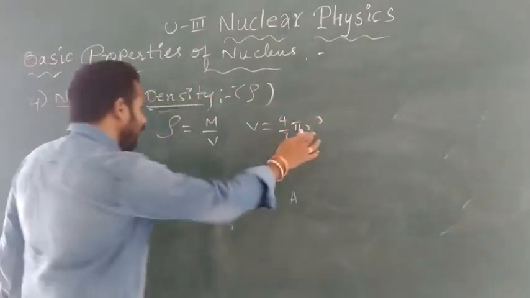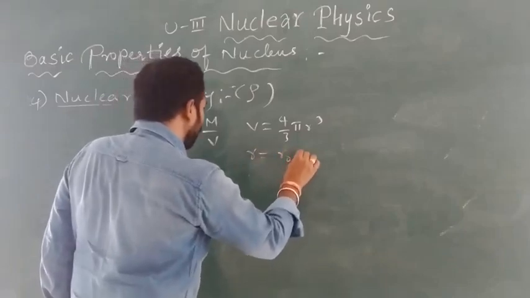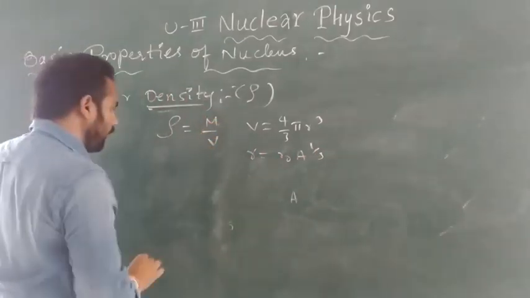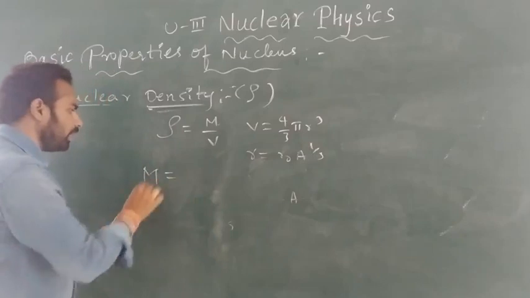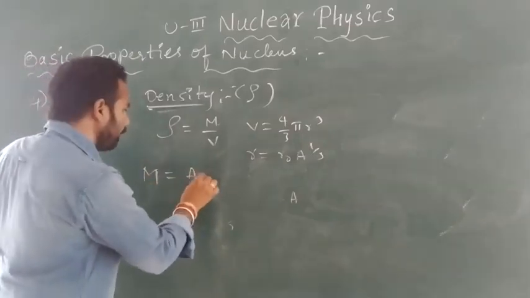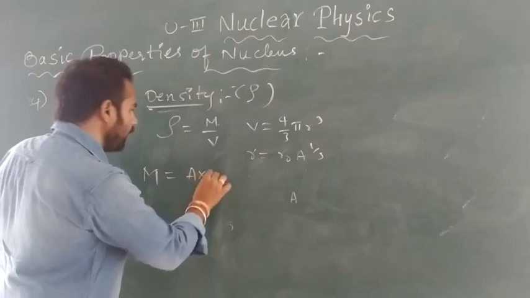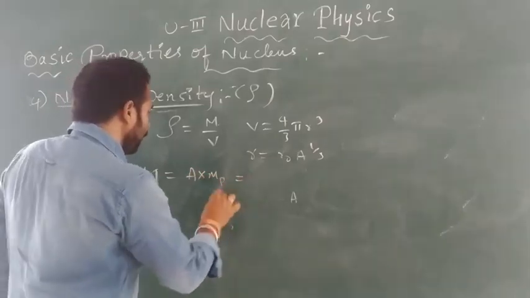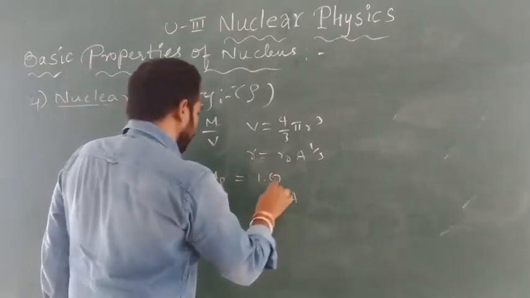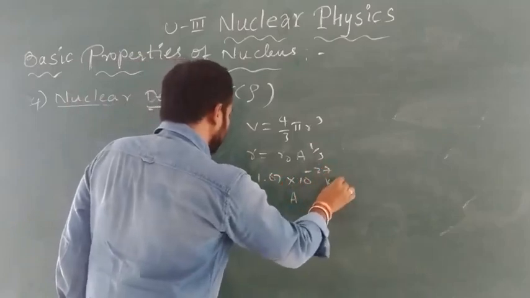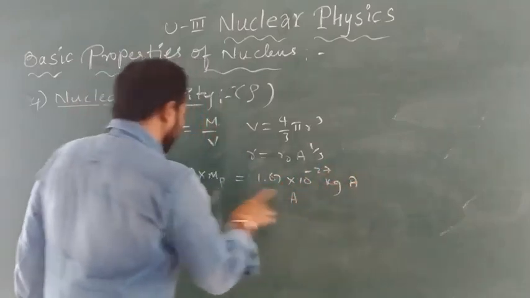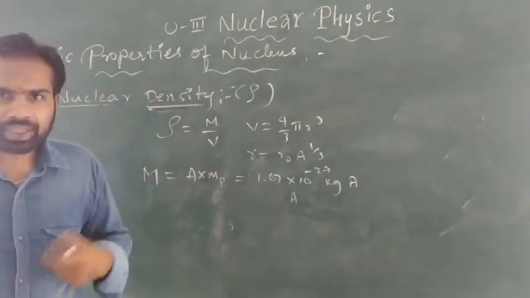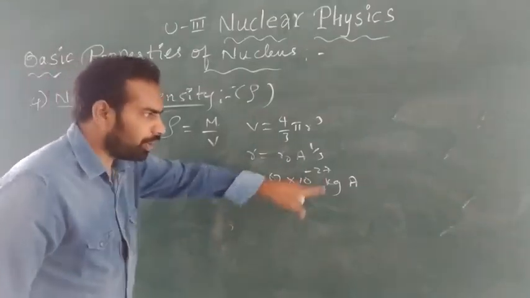And what is R here? R is equal to R naught A power 1 by 3. And what is the mass of the nucleus? Mass of the nucleus is simply the mass number A into the mass of each nucleon: 1.67 into 10 power minus 27 kg into mass number A. This is the mass of the entire nucleus, because the nucleus consists of protons and neutrons, whose mass is 1.67 into 10 power minus 27 kg.